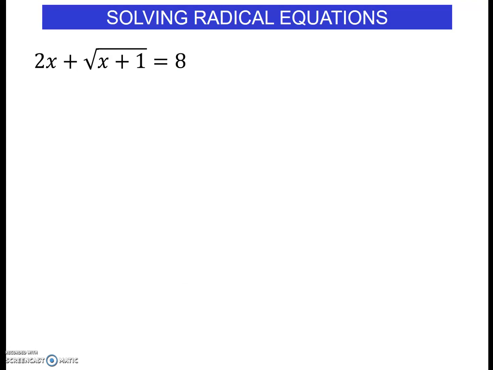At any point in time, if you want to pause and come back or just work through the problems on your own, you're always welcome to do that. So again, we want to isolate the radical here. So I'm going to move my 2x to the right-hand side. That gives me negative 2x plus 8.